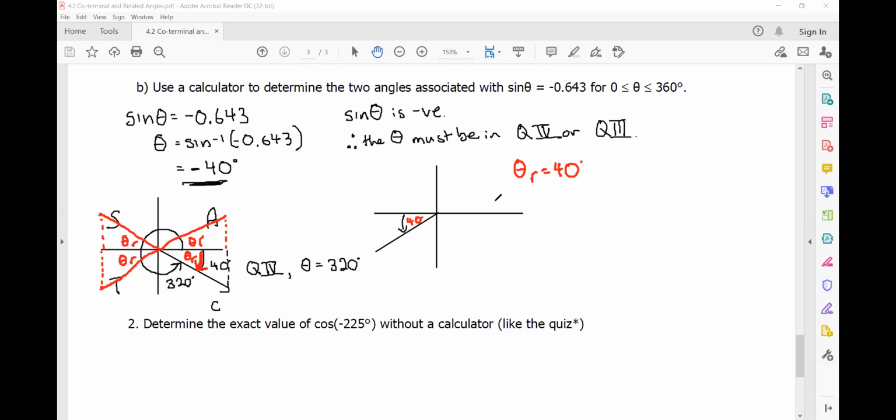I'll stop right there while people catch up. Does everyone understand how I can just say, oh, the reference angle must be 40?